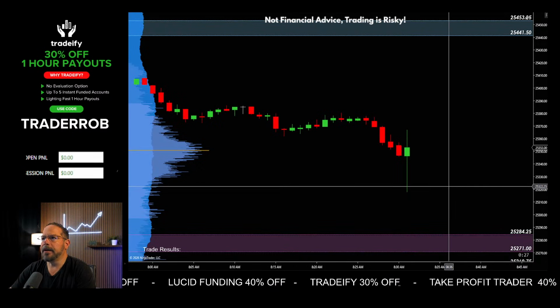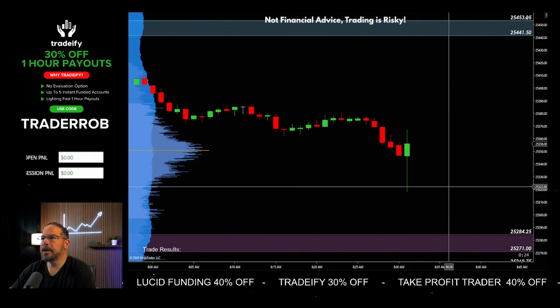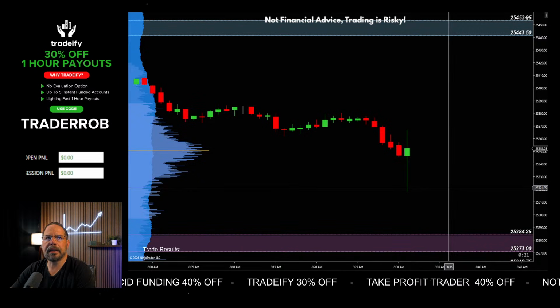As far as unbalanced volume is concerned, sometimes the move's super strong and you can see it pretty clearly in the candlestick.